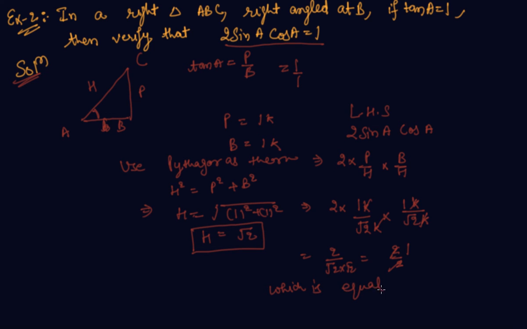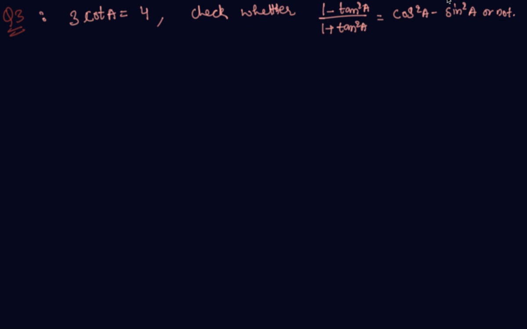which is equal to the RHS, which was 1. So hence we proved that LHS equals RHS. So our question ends here. Let me give you one more example, one typical example on this. What can be the maths question that comes on this? So students, here is the question in which we are given the value of 3 cot A equal to 4.